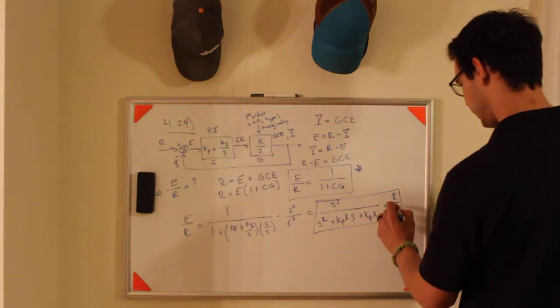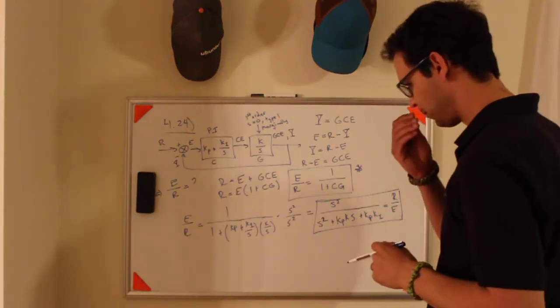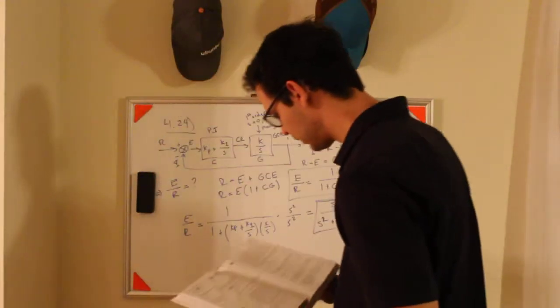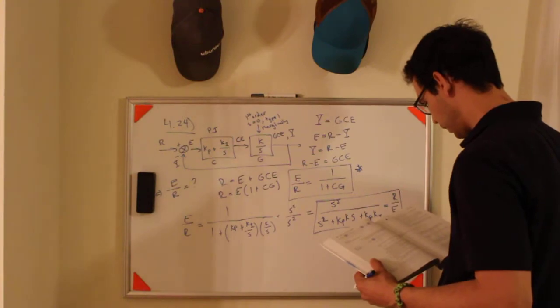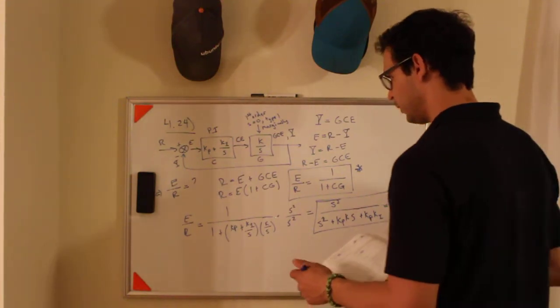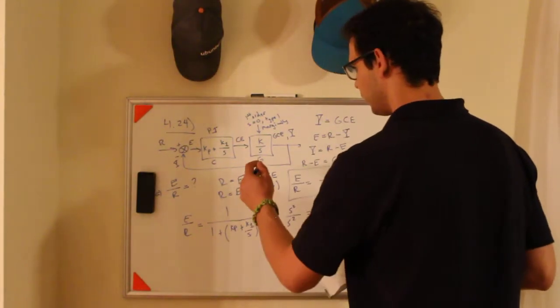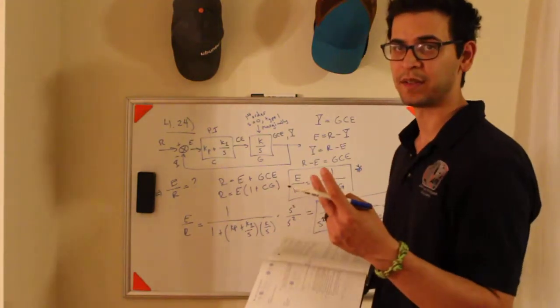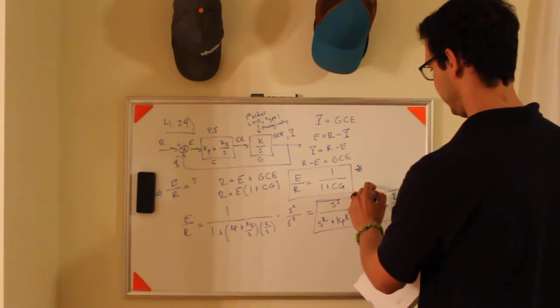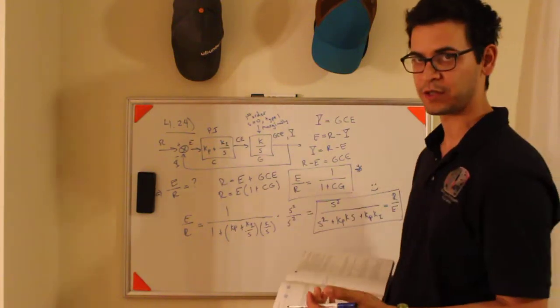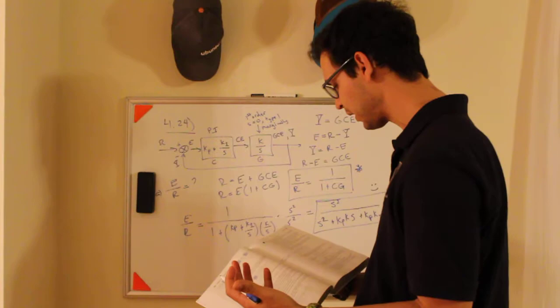And there is my transfer function, okay? So then the question is, determine the steady state error for a unit step reference input. And so there are two ways to solve this problem. They asked you to get this transfer function, so okay, here's the transfer function, but you don't really need to do that to answer this problem.